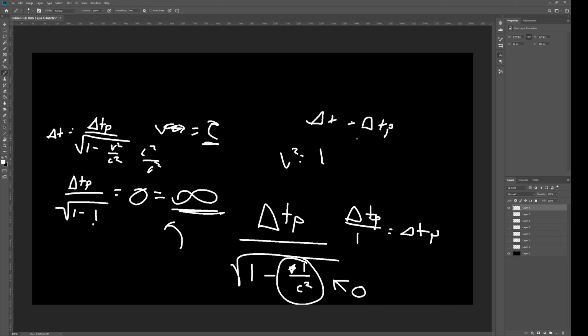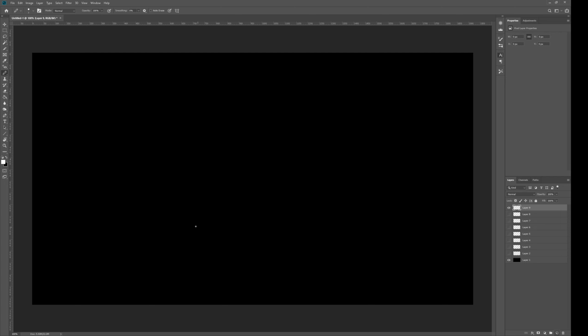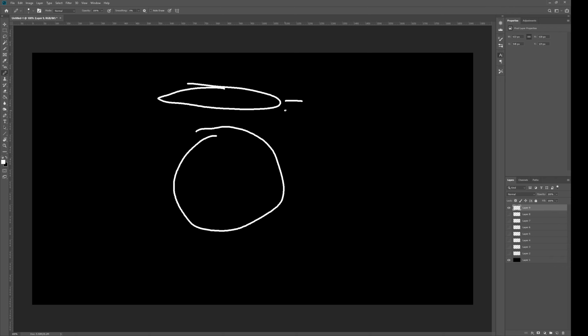Now, the next thing we're going to talk about is length contraction. So, I'm going to draw another example. Let's say we have the Earth and we have a spaceship. Now, let's say the spaceship is moving at an extremely high velocity. Let's say 0.75c.